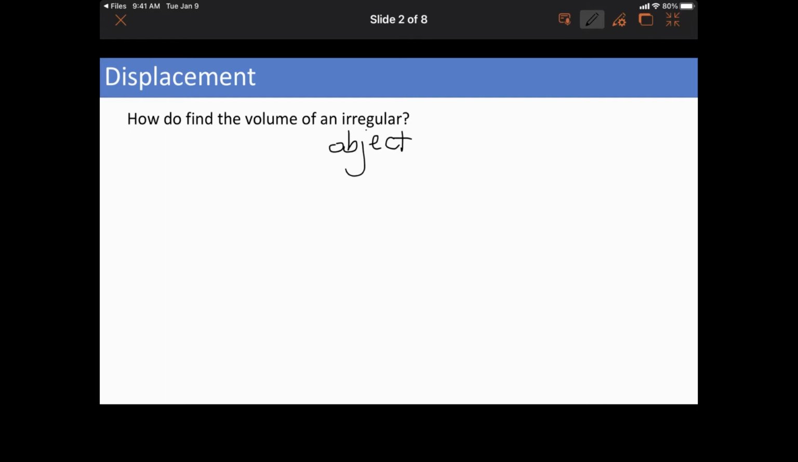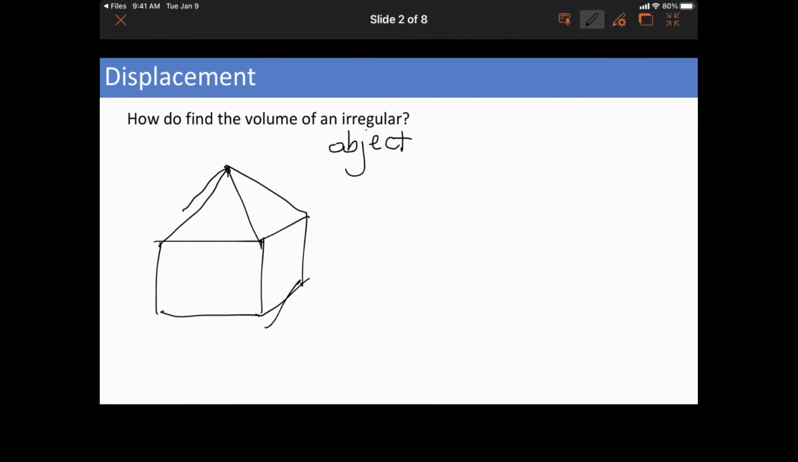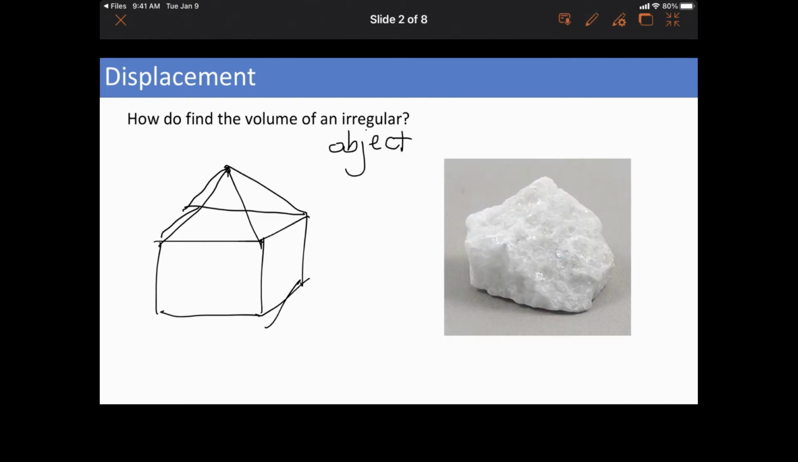So, we've talked about uniform shapes, prisms, and even composite shapes that are made of different shapes, where we know the formula, and we can add them together or even subtract them. But what about something like this?